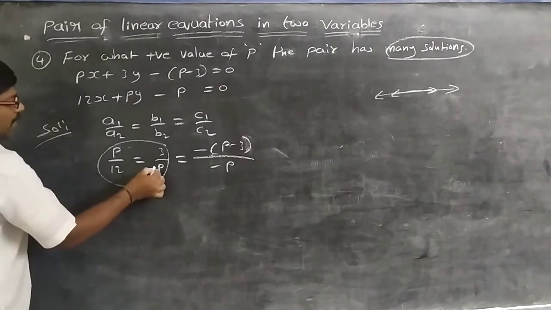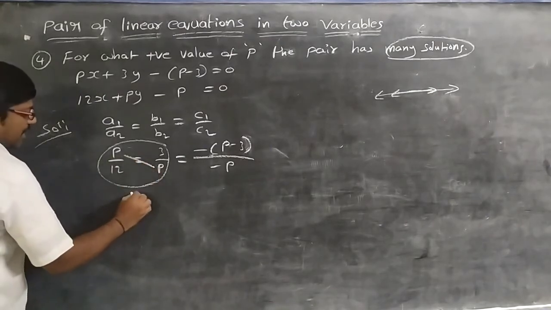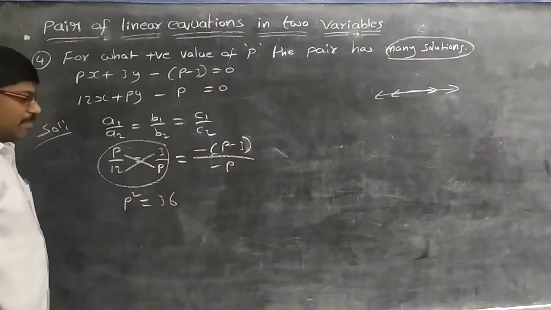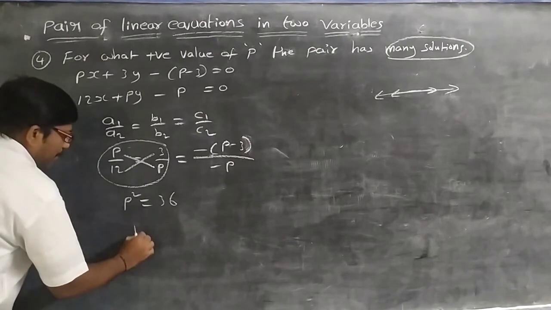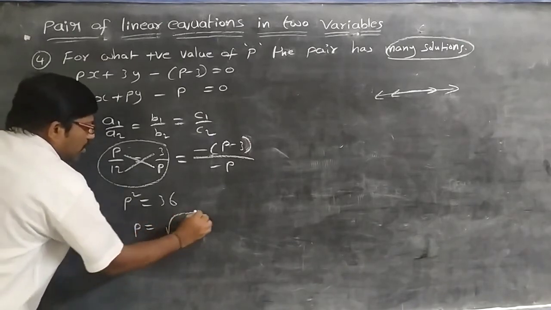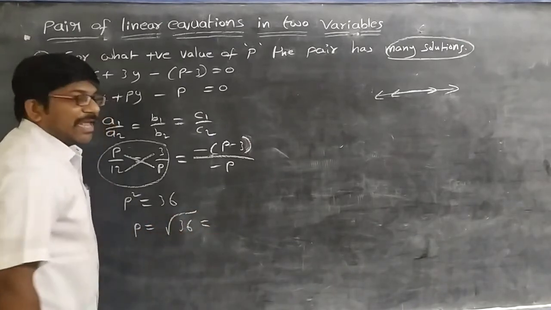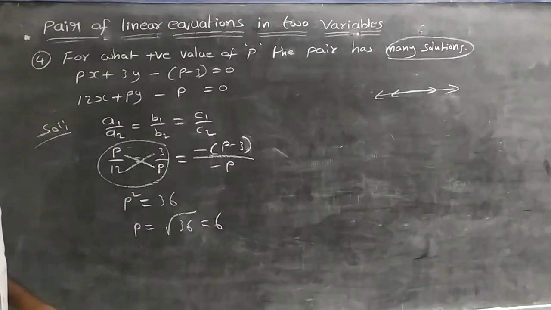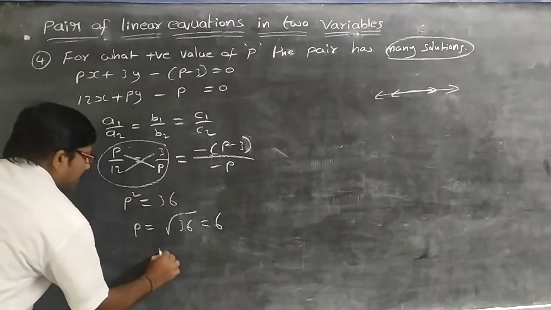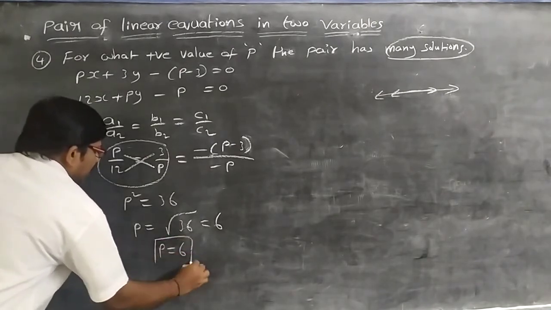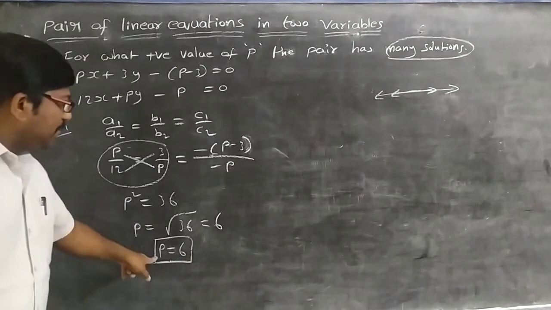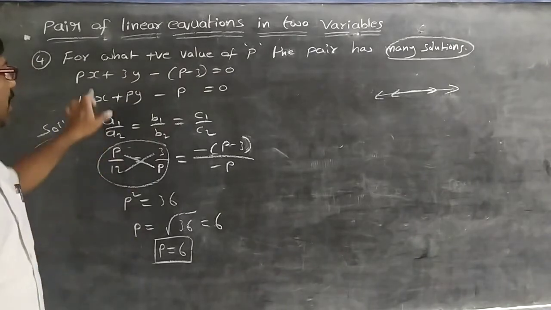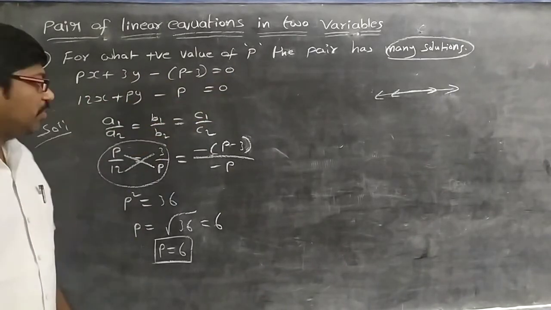So by taking this part, by cross multiplying, p into p, p square is equal to 12 threes are 36, right? p square is equal to 36. Then p is equal to square root of 36. Root 36 value is 6. p is equal to 6, right? If p is equal to 6, the pair is dependent, means the two lines are coincident to each other.